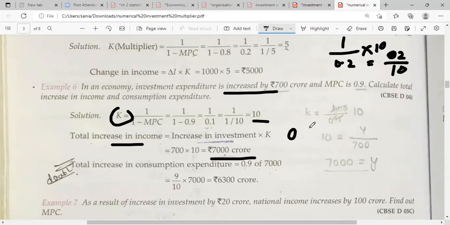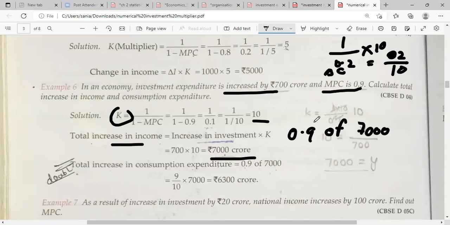So 0.9 of 7,000. Getting the point? See, they are asking you how much expenditure you did. So of course, whatever your income will be, from that only you will be spending the money, right? So what is your total income? It is 7,000, right? So now 0.9 of it, because MPC is given. MPC is itself change in consumption over change in income. So 0.9 of 7,000. This was the total increase in income. So out of 7,000, 0.9 you consume.